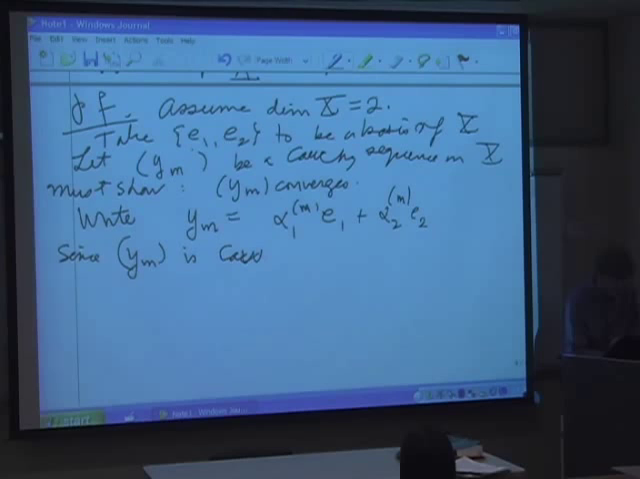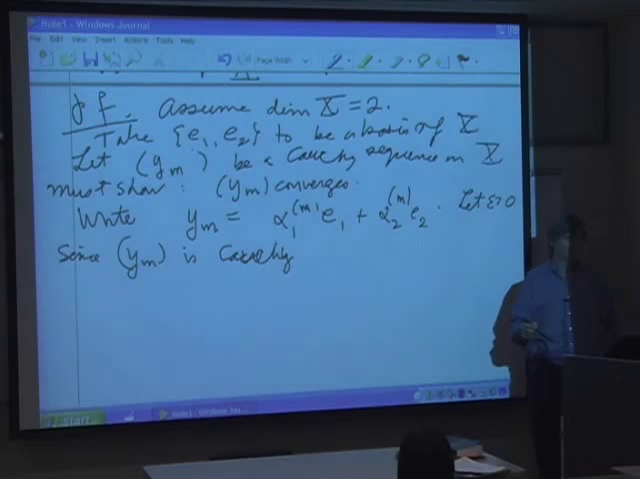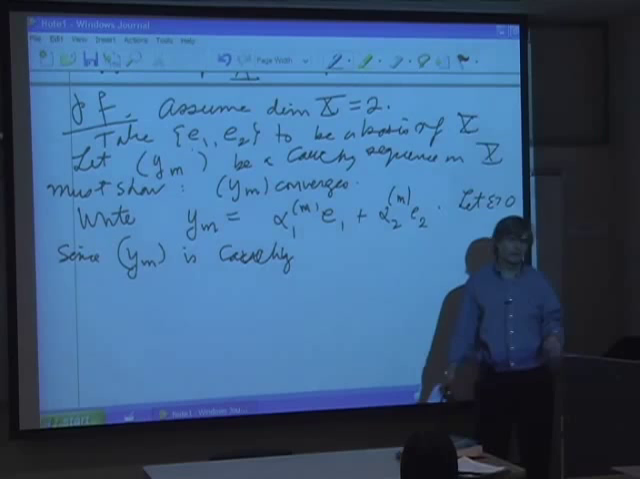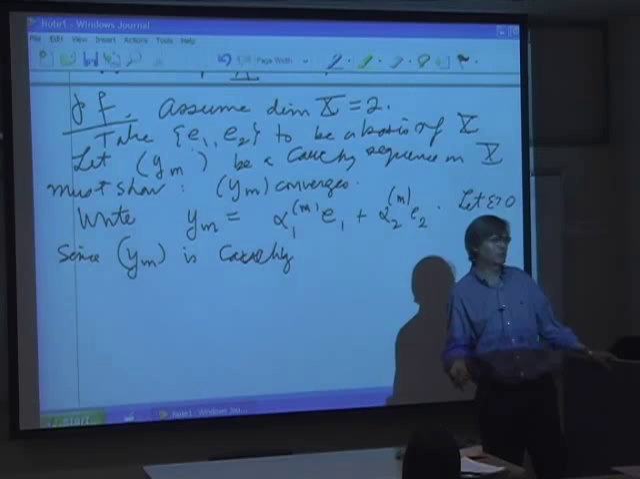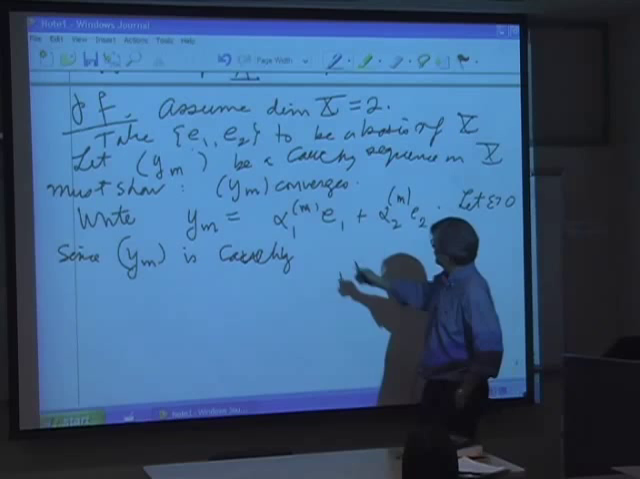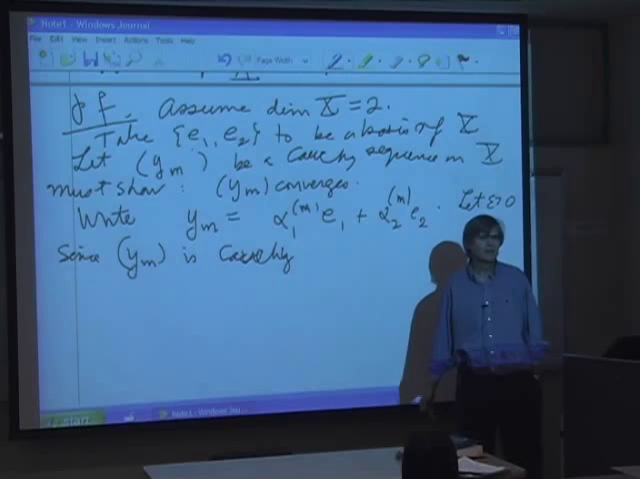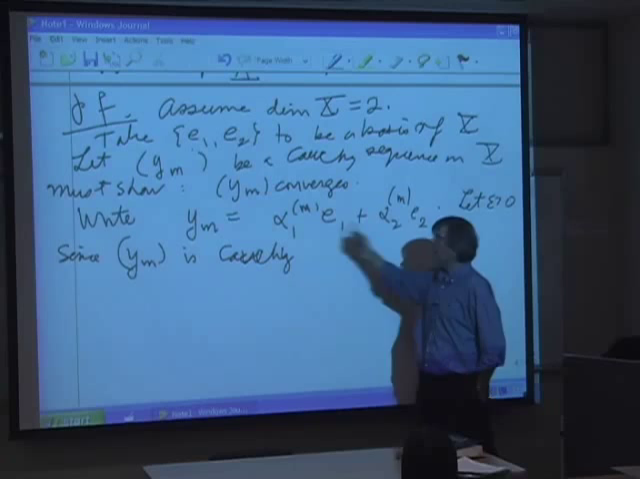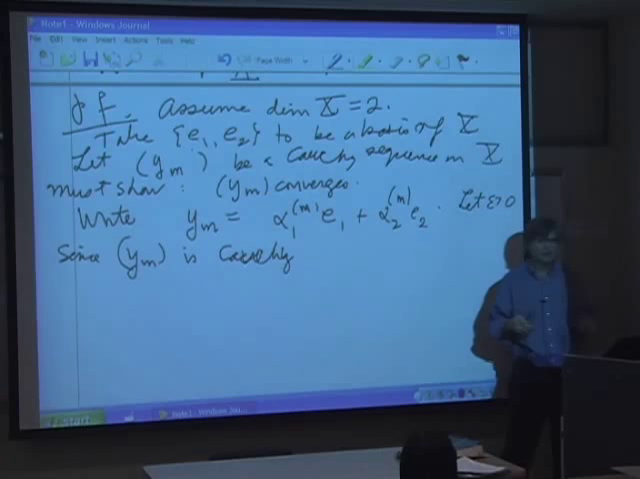let epsilon be greater than zero first. There's always an epsilon in these things. What I want to show is basically that the alphas themselves are Cauchy, and therefore, because the scalar field is complete itself, as we mentioned earlier, alpha_1^(m) is going to converge, and alpha_2^(m) is going to converge, and then we're done. Lemma 2.4.1 will give us that these scalar sequences are Cauchy. So it's going to be an immediate corollary once we get this set up. The epsilon is going to be my epsilon for the Cauchy condition for the alphas.